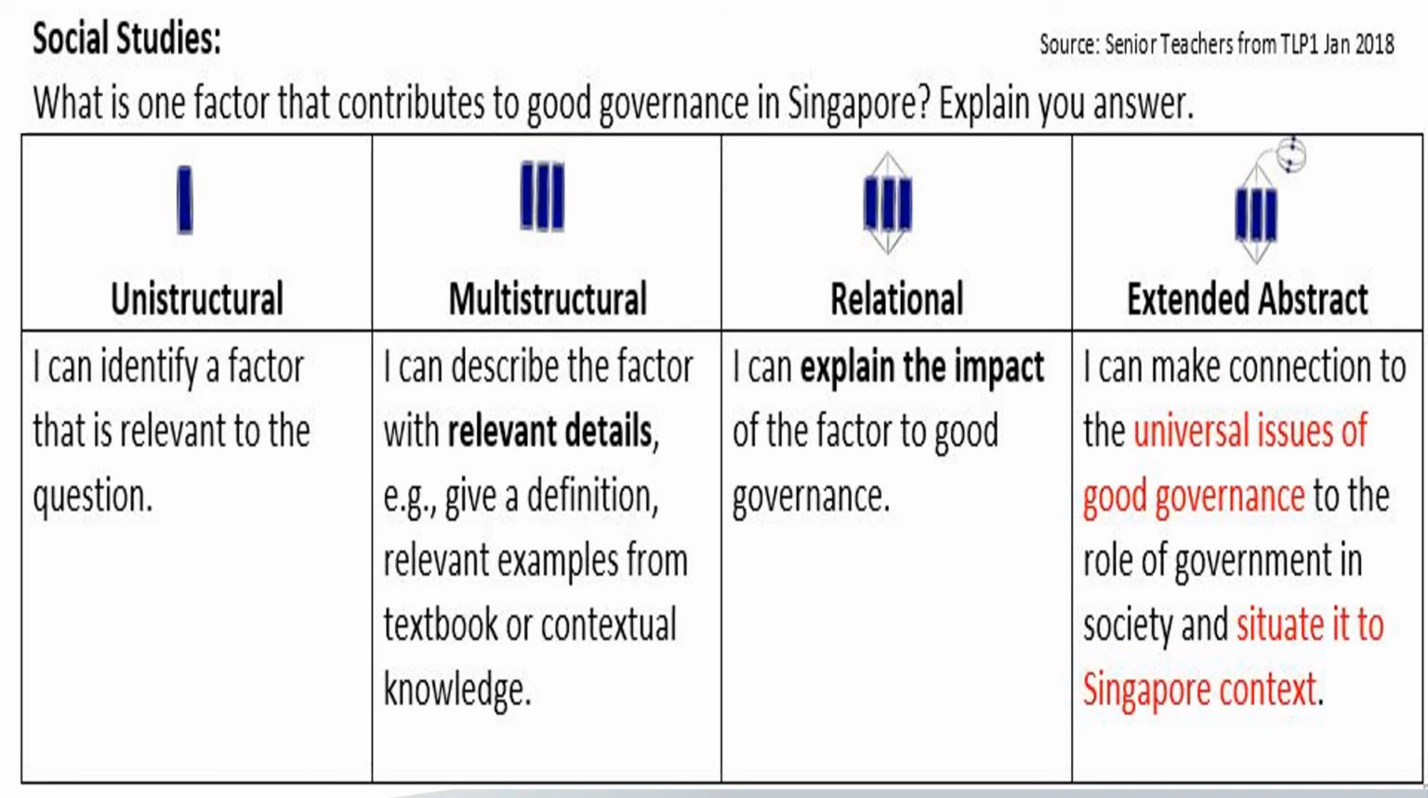This is an example of a solo-informed rubric that's specific to a particular essay question. Again, I'd like you to notice what is being communicated as a level of learning at the extended abstract level. Here, students not only make connections to the universal issues of good governance, they have to situate it to the Singapore context. So they have to think about these ideas in new and different ways.